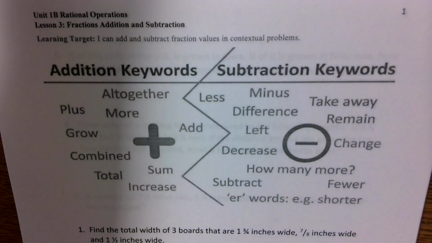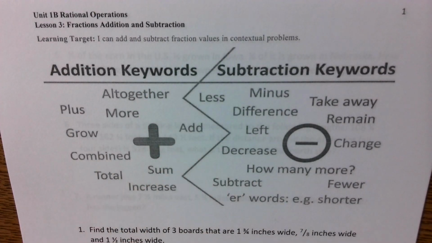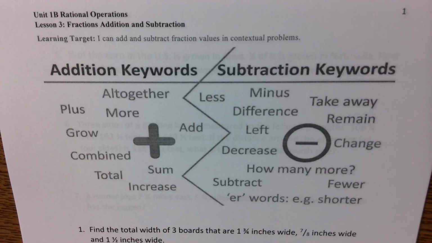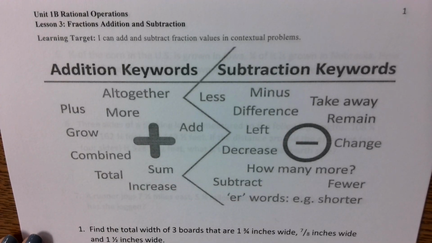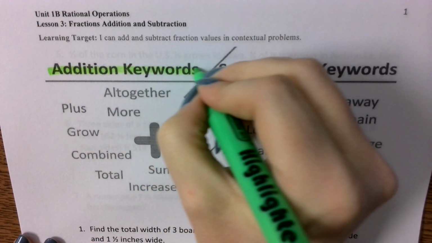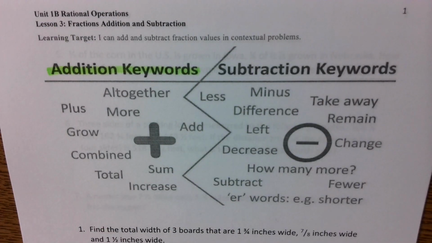Okay, our addition words all together: plus, more, grow, combined, total, sum, increase, add. All of those are our addition problems. So I'm going to make sure that you understand that we're always going to highlight our addition vocabulary in green when we're looking through our contextual word problems.